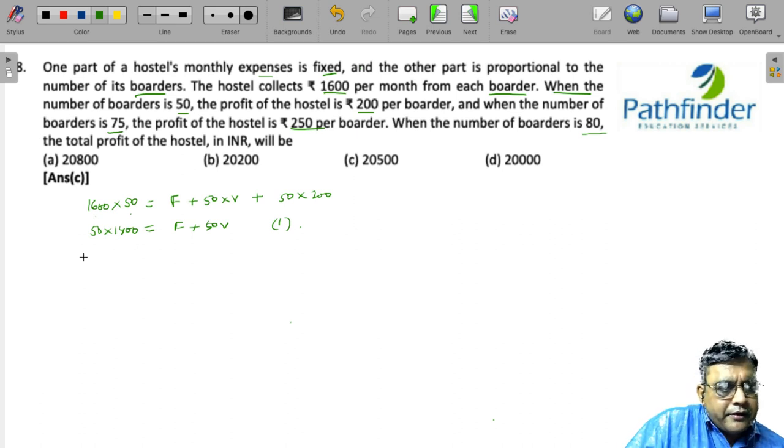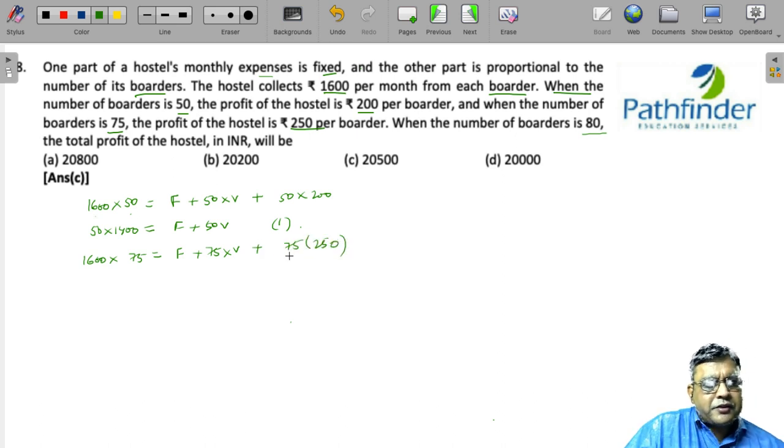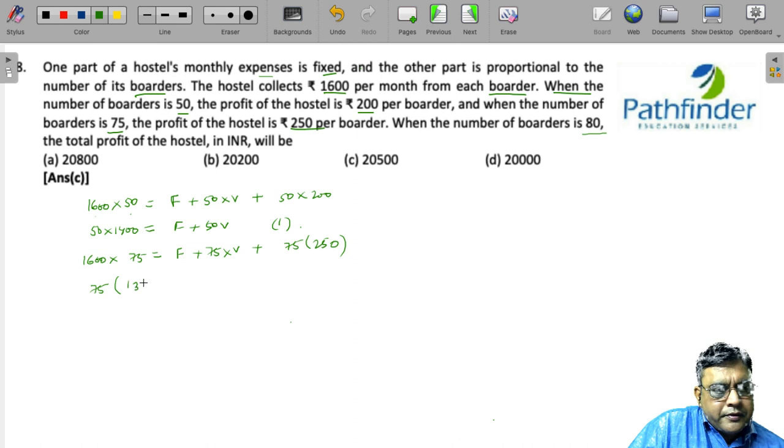Similarly, when there are 75 students, we have 1600 into 75 equal to F plus 75 times V plus 75 times 250, which is the profit per boarder. So what do you get? 75 into 1350 must be equal to F plus 75 times V. This is our equation number 2.